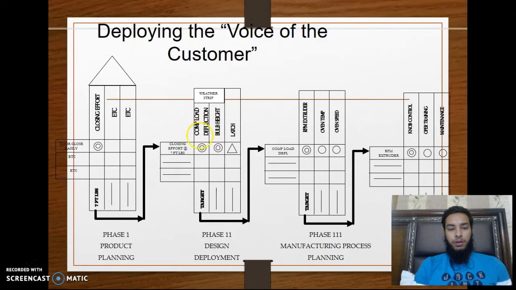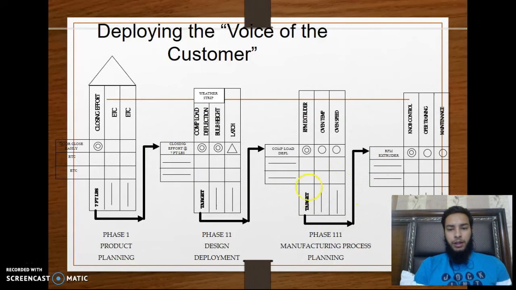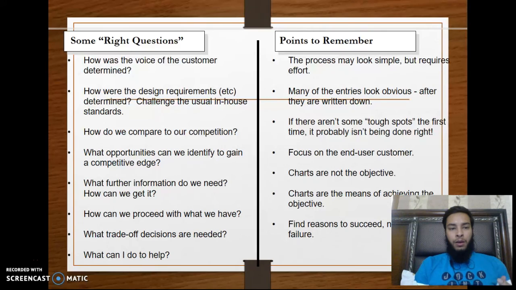So this is how the voice of the customer is deployed. The results of the product planning phase 1 are communicated to the design deployment, and then to the manufacturing process planning, and lastly to the production planning. And that is how the voice of the customer is taken into importance and solved.